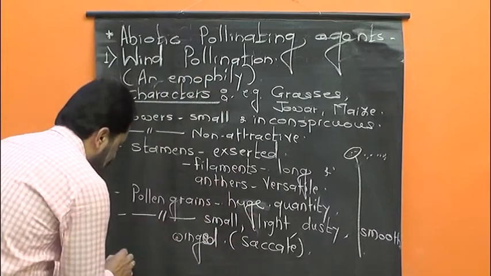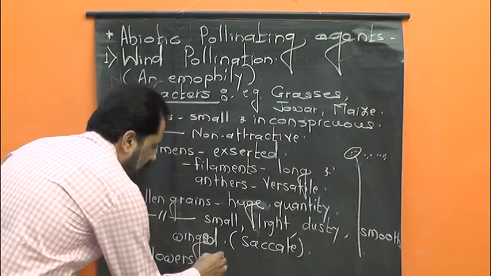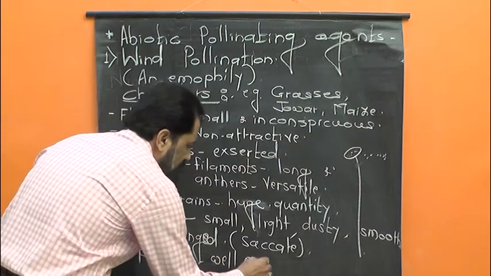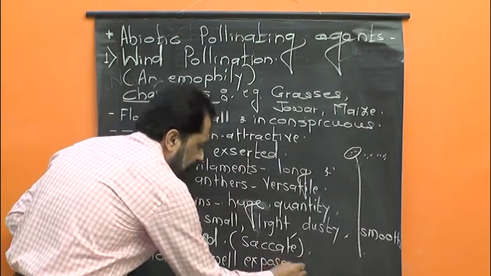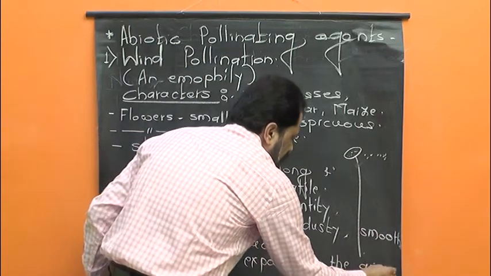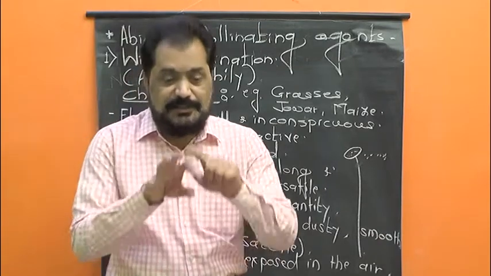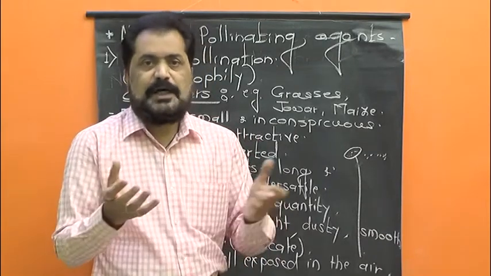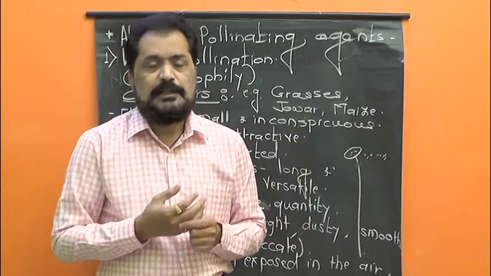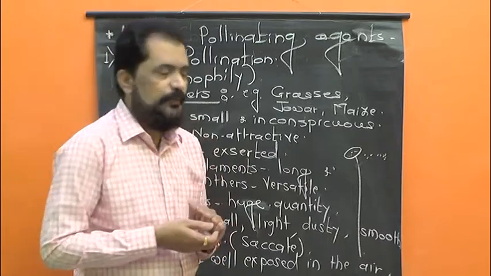The flowers are well exposed in the air. It means the flowers are not hidden among the leaves. Flowers are well exposed so that the pollen grains can be easily carried away by means of wind.